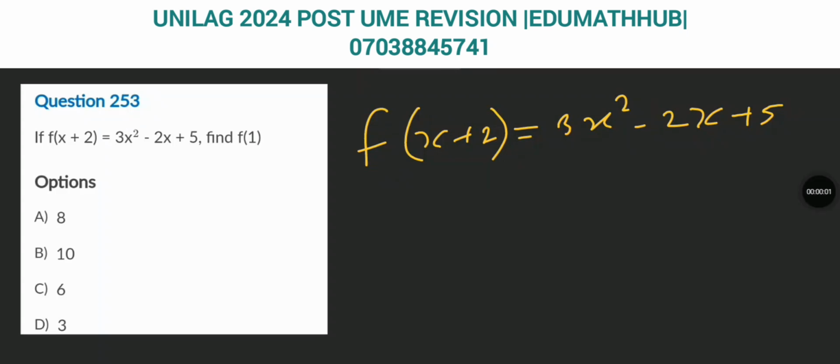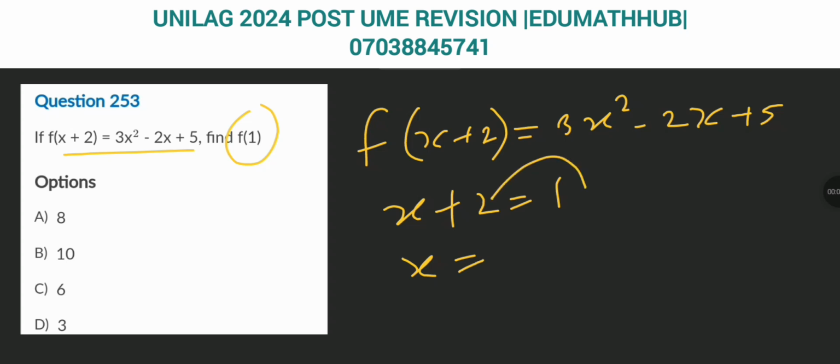For the next question, we are told that if f of x plus 2 equals 3 into x squared minus 2x plus 5, you have to find f1. That means f1, from the original expression, we already seen what f of x plus 2 is equals to. So that means your x plus 2 is equals to 1 in this case. Just equate it to 1. Then from there, you can solve for x. That will give you 1 minus 2, so x equals minus 1.